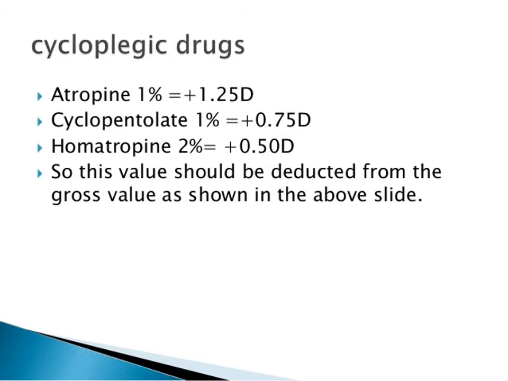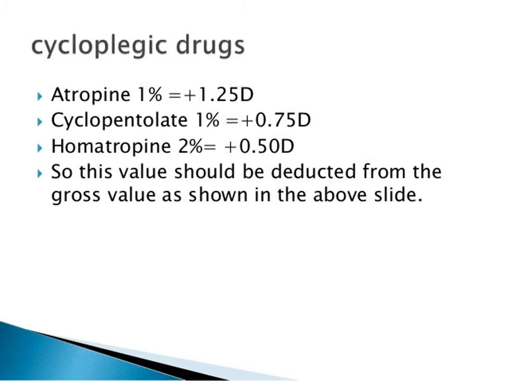Various cycloplegic drugs are used for retinoscopy. Retinoscopy can be of two types: either dry retinoscopy or wet retinoscopy. In wet retinoscopy, cycloplegic drugs are used. The most commonly used cycloplegic drugs are atropine 1%, cyclopentolate 1%, and homatropine 2%. For every cycloplegic drug, there is some specific dioptric value which is to be subtracted from the gross value which we get on retinoscopy.